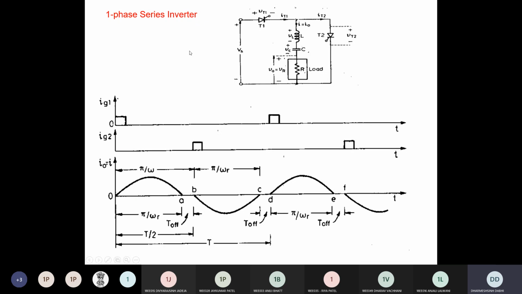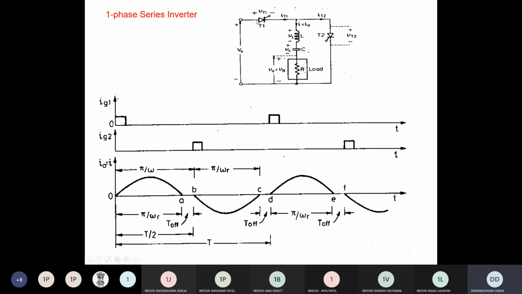So let's understand the operation of the series inverter. As you saw, there are two thyristors T1 and T2. First of all, by applying the Ig1 gate pulse to thyristor T1, we turn on T1. At that time T2 is in off condition. So only a series circuit is formed by conduction of T1 in series with the RLC components. Keep in mind, R is only the load, and L and C are the commutating components, which are used to turn off the thyristors. Assume that initially the capacitor is not charged.